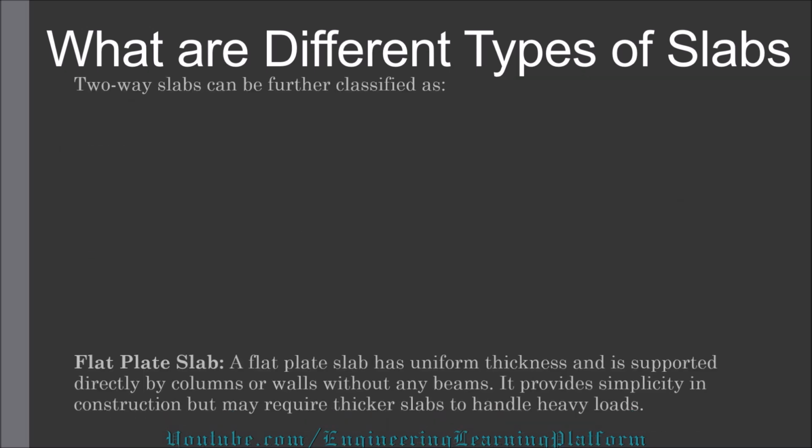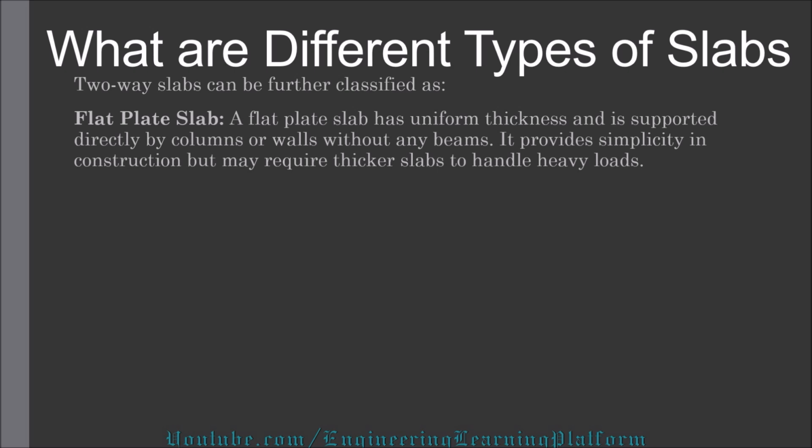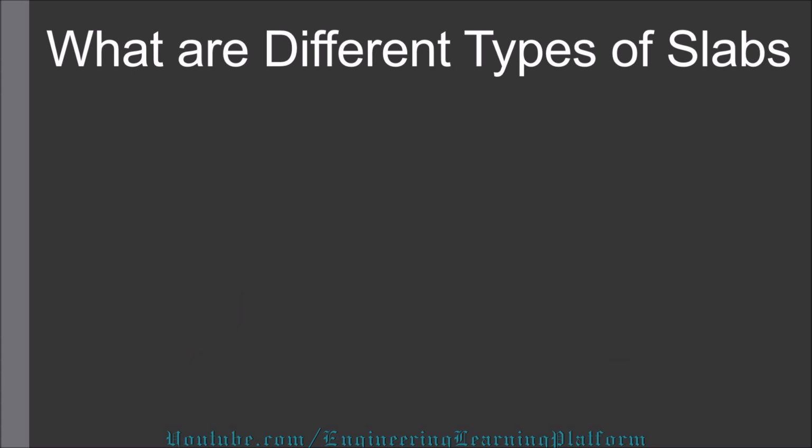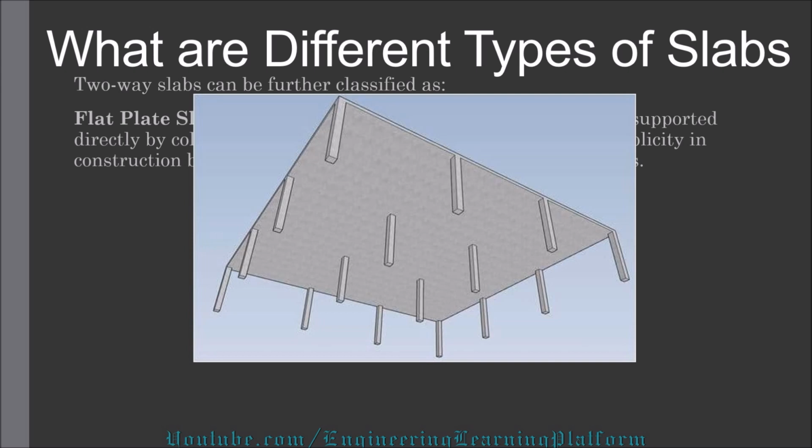Two-way slabs can be further classified as flat plate slab. A flat plate slab has uniform thickness and is supported directly by columns or walls without any beams. It provides simplicity in construction but may require a thicker slab to handle heavy loads because the punching force in this type of slab is very critical. Usually you will find these types of slabs in parking spaces where the headroom requirement is low and the clearance is not required to be hindered by the beams.